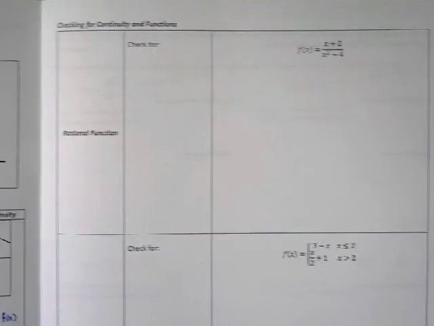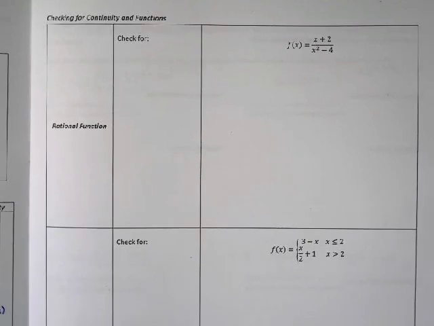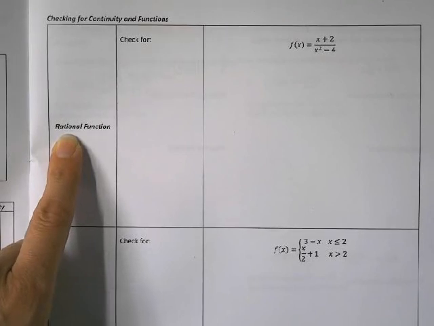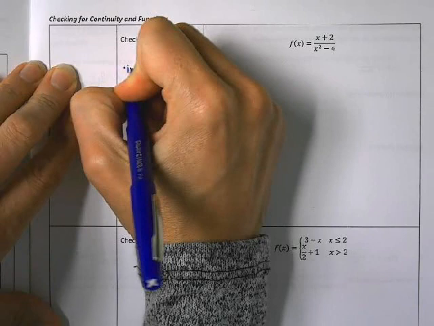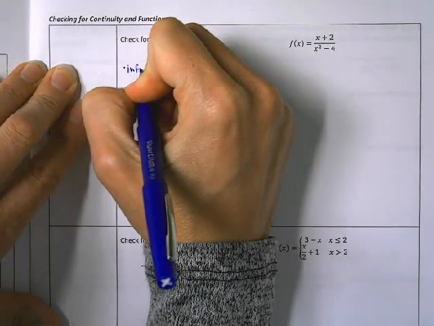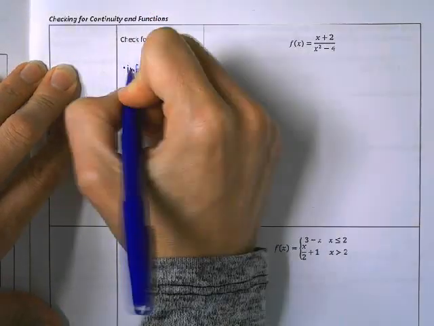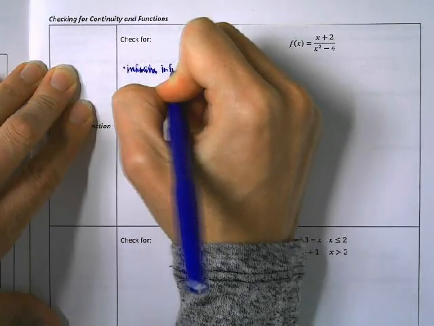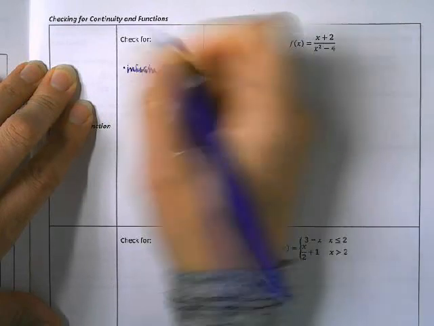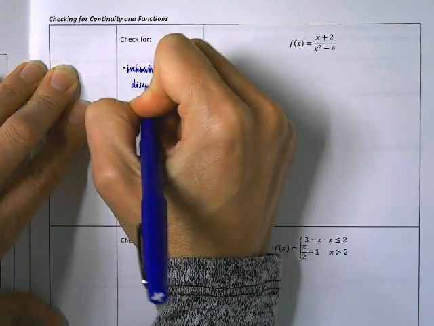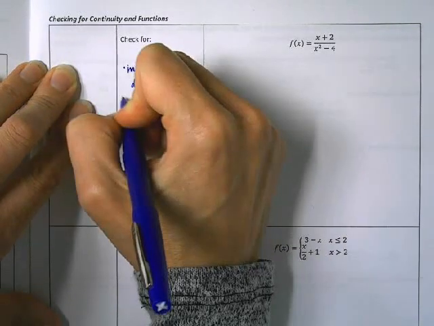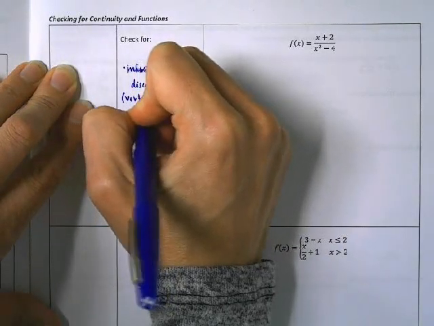Now, we're going to be checking for continuity. If I'm looking at a rational function, there's a couple things I'm checking for. I'm either checking for an infinite discontinuity, which could occur if I had a vertical asymptote.